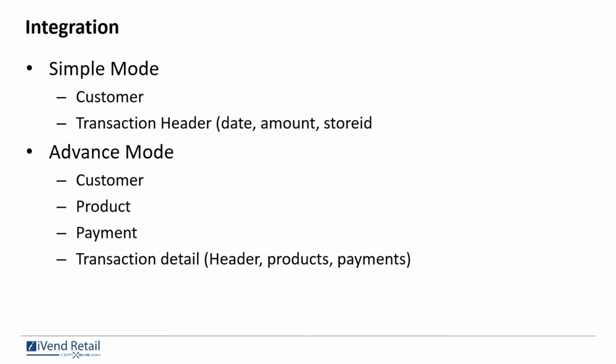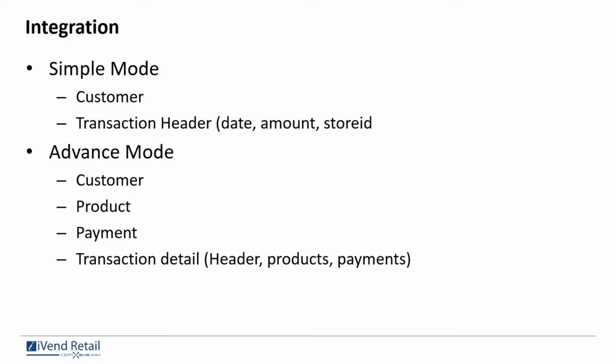Actually, in the system, we don't separate the simple mode or advanced mode, but the system supports the transaction header or even the transaction in detail. Because with the loyalty, we can set up a policy that if they buy a certain product or a particular product group, they can have a different point. So it's not only for the total of the transaction, or even by payment method.